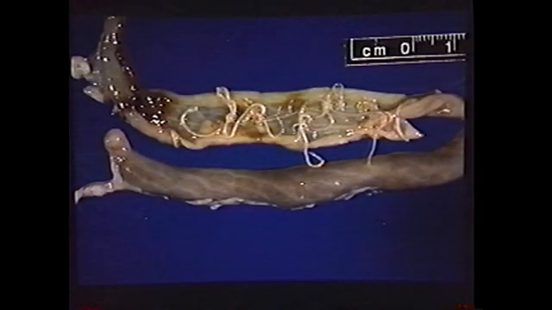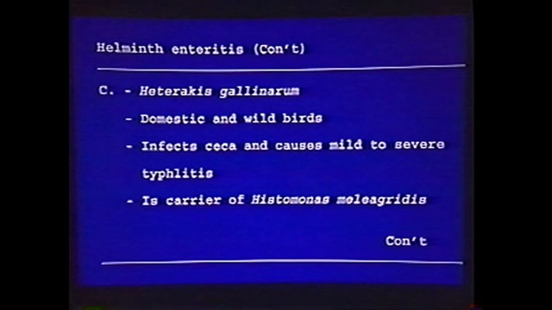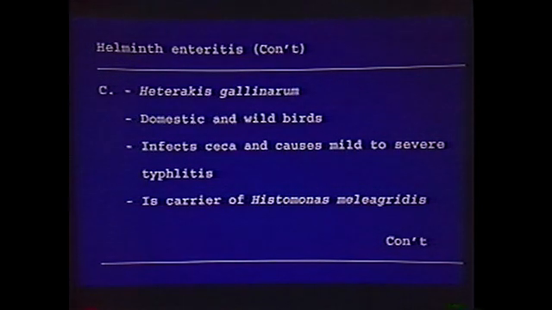Looking at a ceca from a broiler chicken, and you see these small roundworms. These are Heterakis gallinarum. Again, we don't consider them very significant to the bird, but they have one significance, and that is they can be carriers of Histomonas meleagridis, which is the causative agent of histomoniasis, commonly known as blackhead.